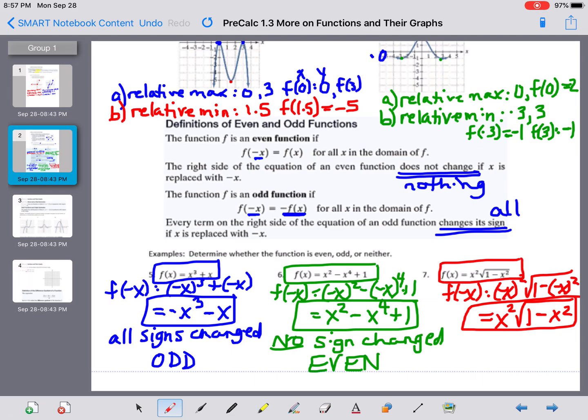So I look at what I have compared to what I started with. Did all signs change, no signs change, or just some of them? It looks like no signs changed. Since no signs changed, this function will be even. Okay? And I'll admit, I didn't do one with neither, but be ready for that, because don't think it's an either or, that there's just 2 categories. You can have that third category of neither.